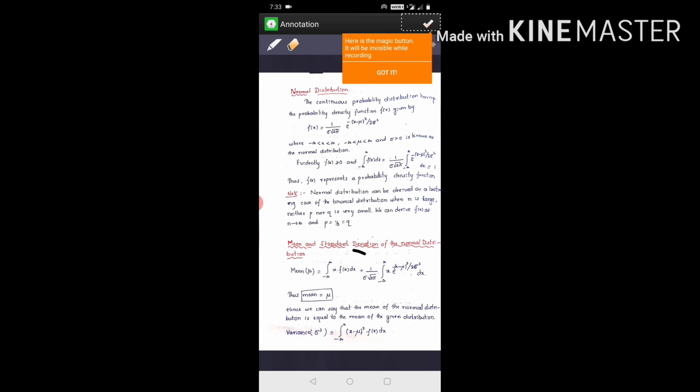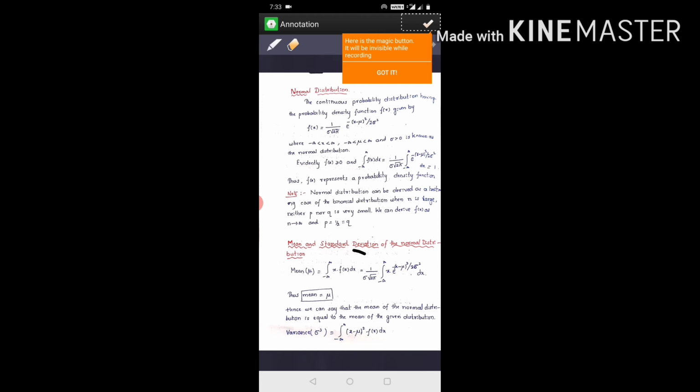So it is clear that f of x is greater than or equal to 0, and the integral of f of x from minus infinity to plus infinity is equal to 1. Since it satisfies both the conditions, we call this function a probability density function.